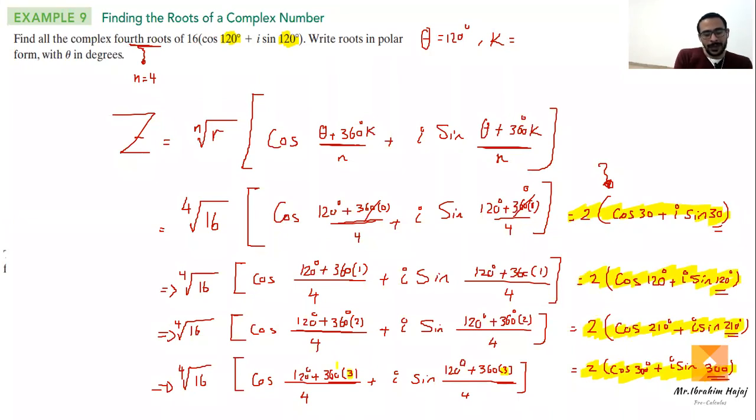Okay, I don't have a calculator, mashallah. There is no calculator in our school. 360 times what? Times 4. Okay, and then here plus 120. And then divide by 4.